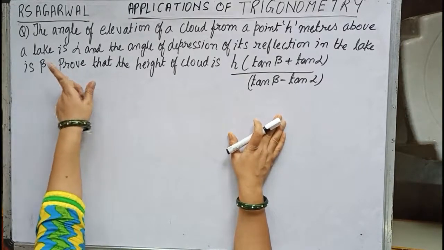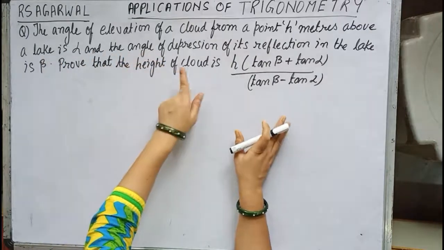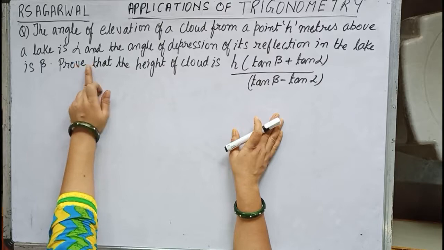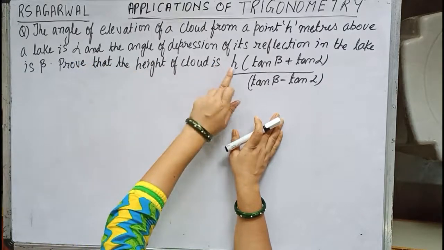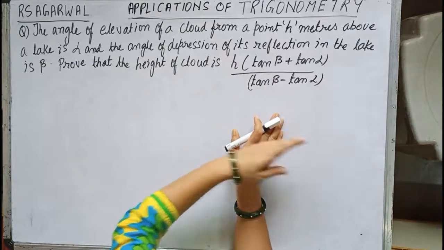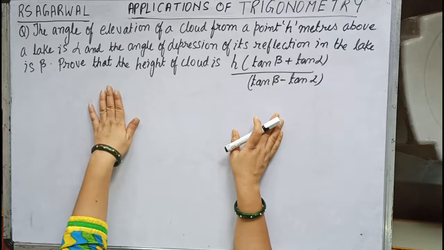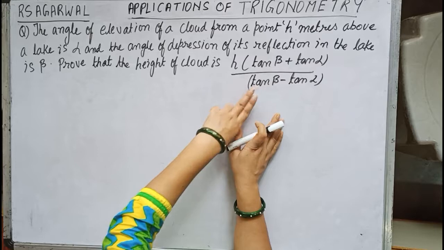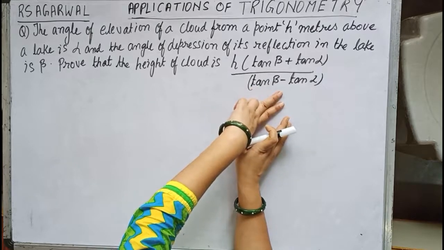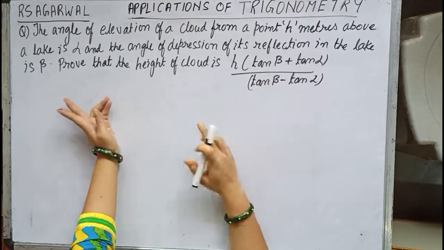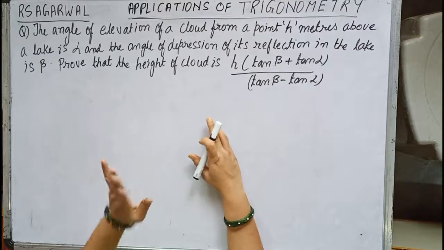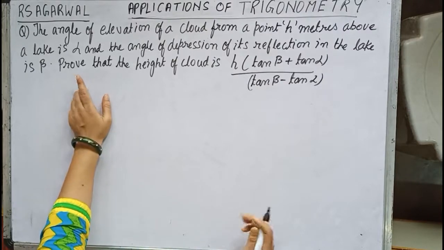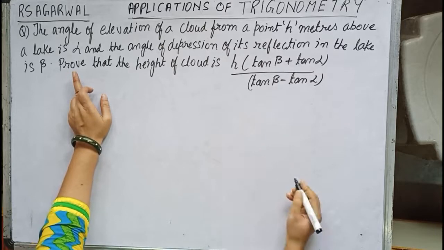The question says that the angle of elevation of a cloud from a point h meter above a lake is alpha and the angle of depression of its reflection in the lake is beta. Prove that the height of the cloud is h times tan beta plus tan alpha divided by tan beta minus tan alpha. This is a solved example, children. You can get the solution in the book as well. So let us start.